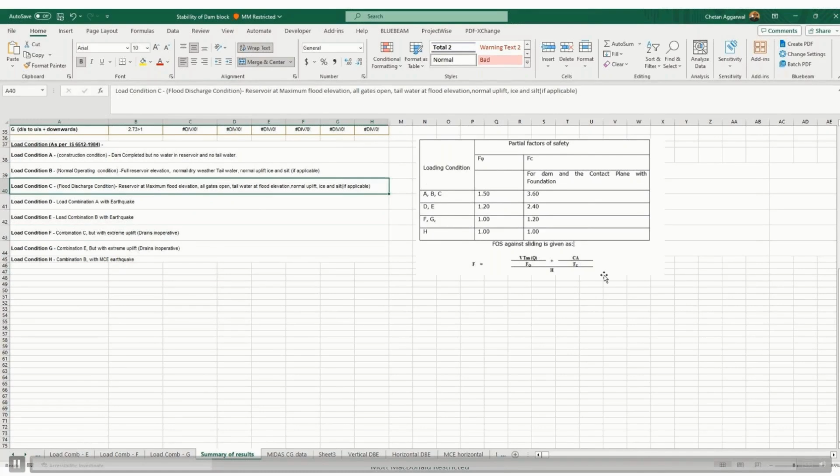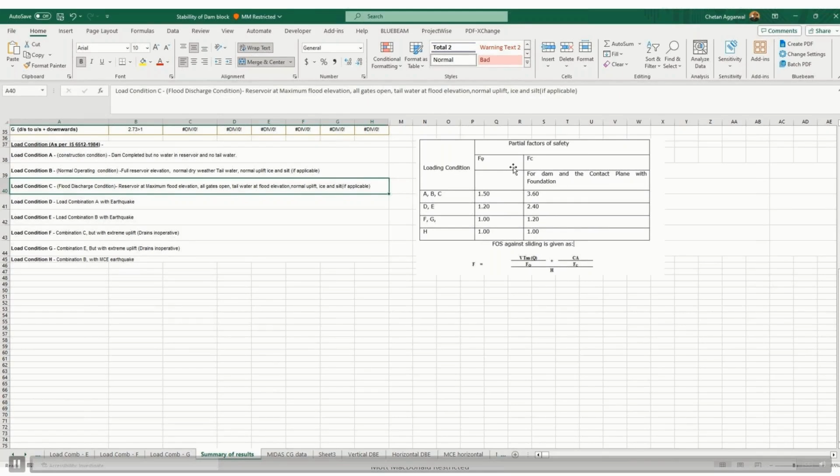For evaluating the factor of safety against sliding, we will be using this formula. F is equal to net vertical force into the coefficient of friction between concrete and the founding material, mu, that we will evaluate considering tangent of phi, the coefficient of friction, you know this, divided by the factor of safety for the internal angle of friction, plus cohesion into area divided by the factor of safety for cohesion, and the whole divided by the lateral sliding force.